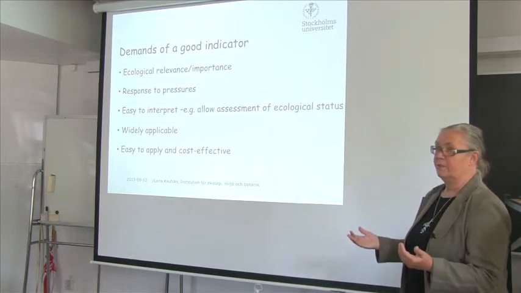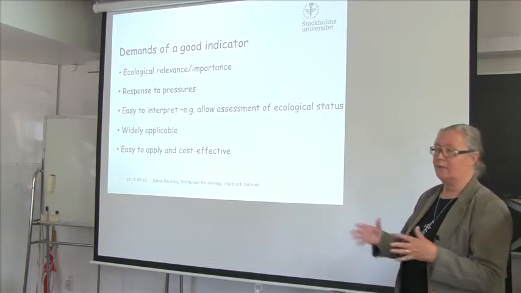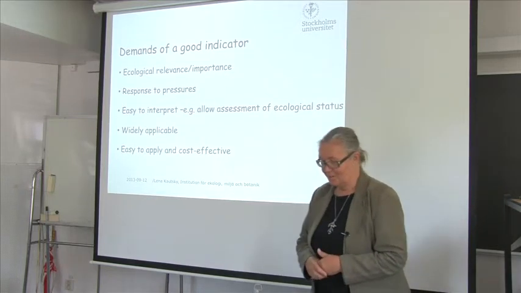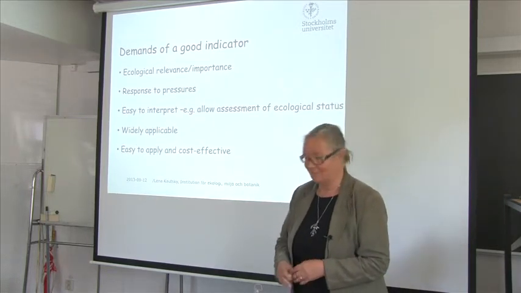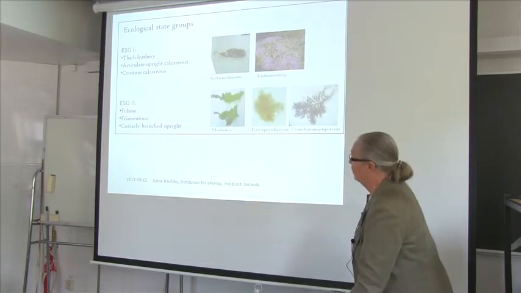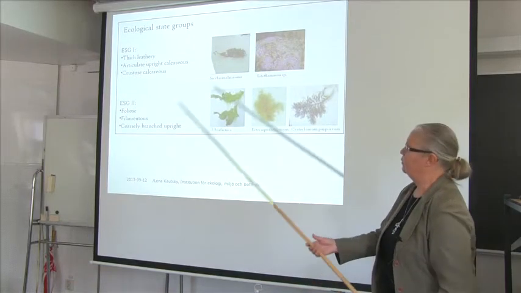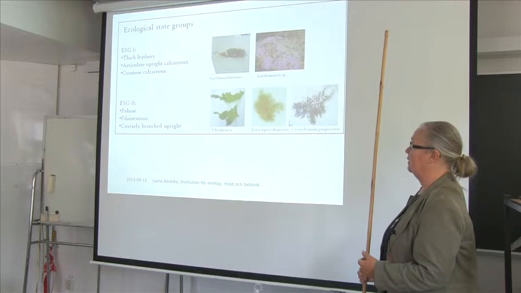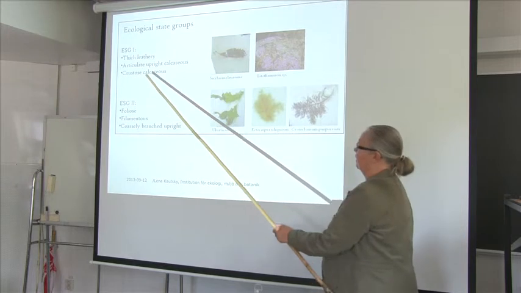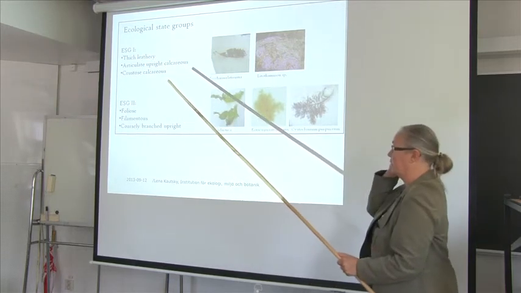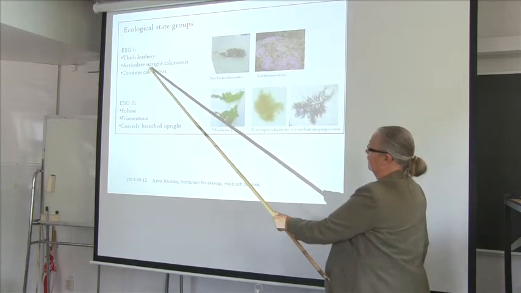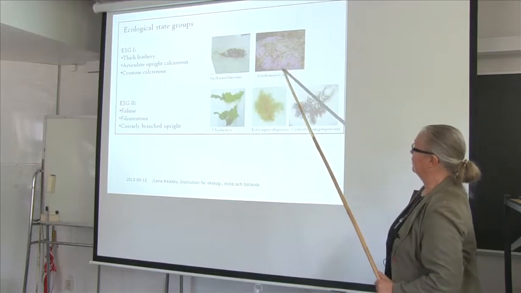Mostly this species should have quite a wide area to occur on, and you always wish it to be easy to apply and cost effective. The idea that people have now been working with is to put them into different ecological status groups. The SG1 are rather thick, leathery. This could be a Fucus vesiculosus. Some of them are also this on the Swedish west coast.